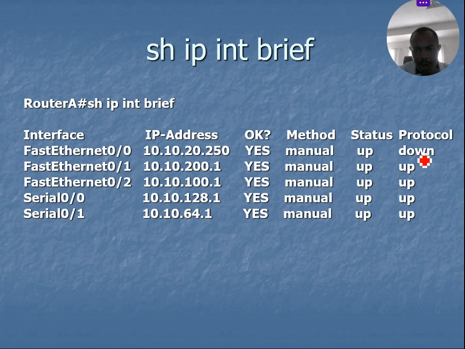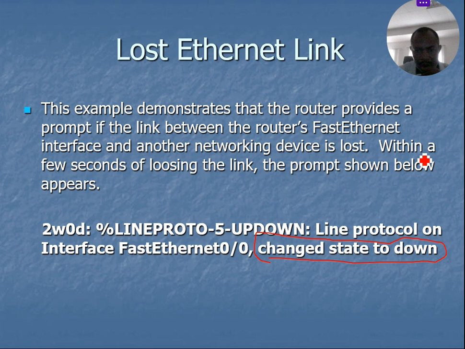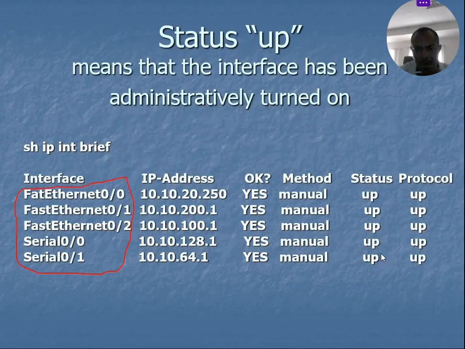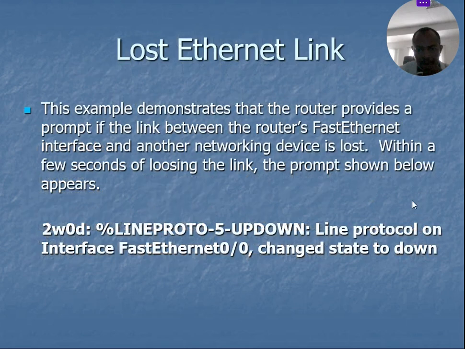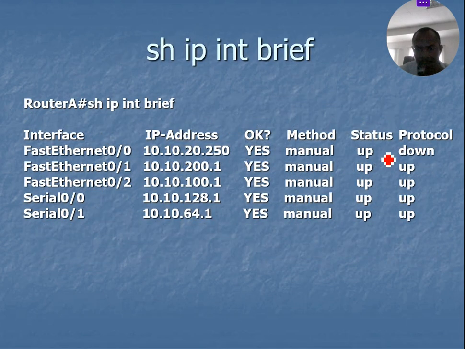The protocol is down. It means you cannot see any other device on the network for this particular interface. You cannot see other internetworking devices that have been connected to the network. So we need to fix this.